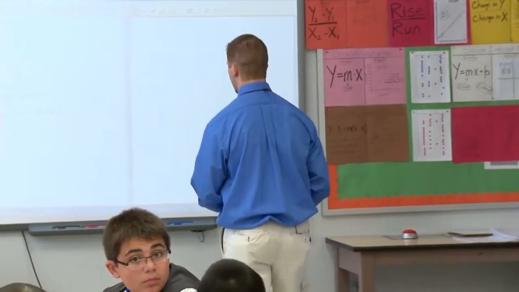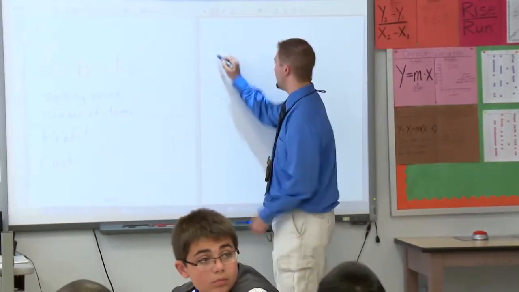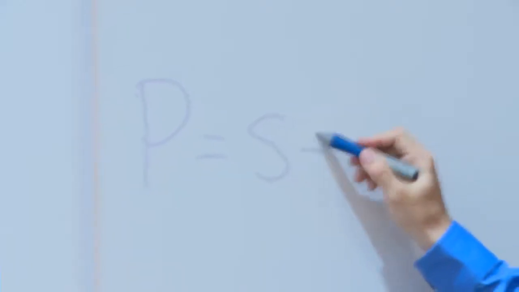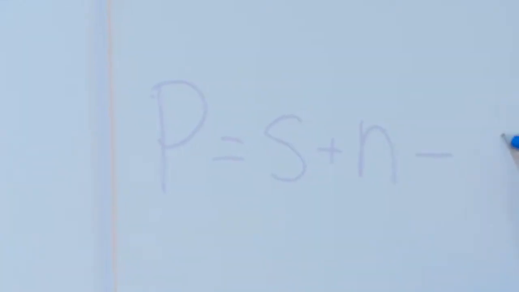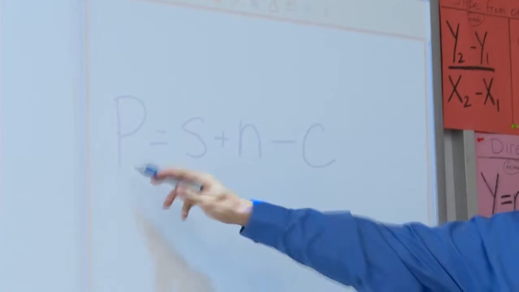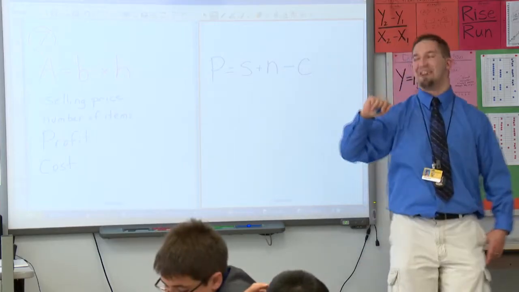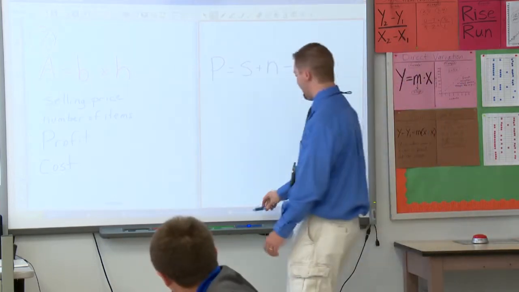Destiny, could you share with the class what you had written down? I put profit equals sales price plus number of items minus the cost. Did I write that down correctly? Profit is the sales price plus the number of items? Times the number of items. I like that much better. Very good.